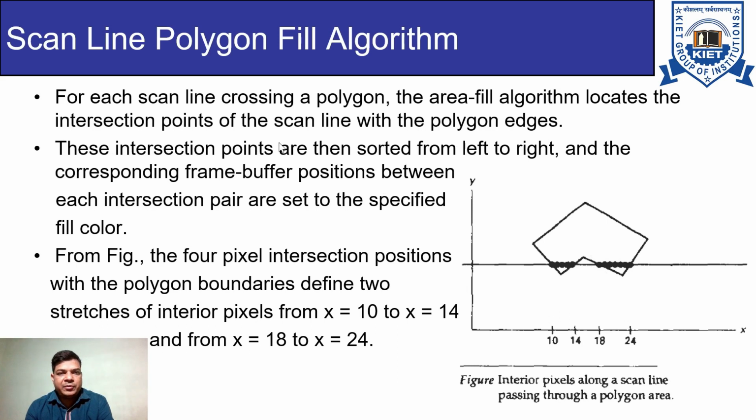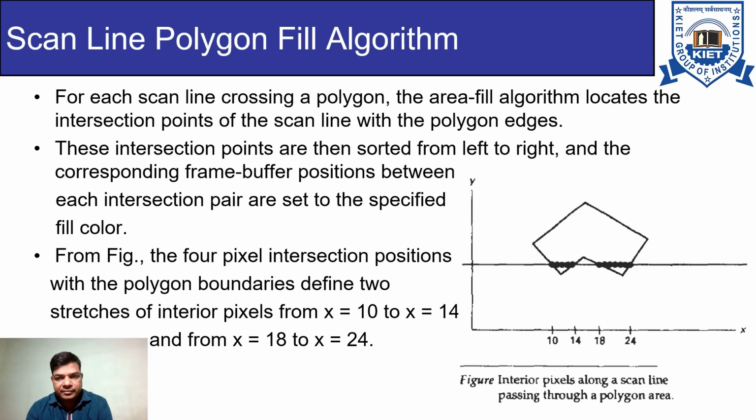Now these intersection points are sorted from left to right, and the corresponding frame buffer positions between each intersection pair are set to the specified fill color. So we have to find the intersection pairs, and between those pairs where the area is inside the polygon boundary, we have to activate all those pixels.